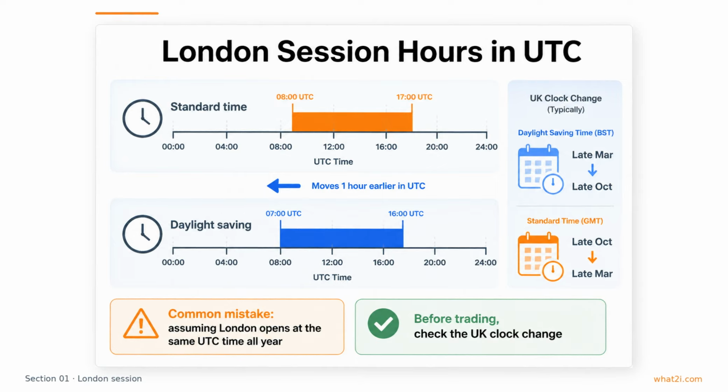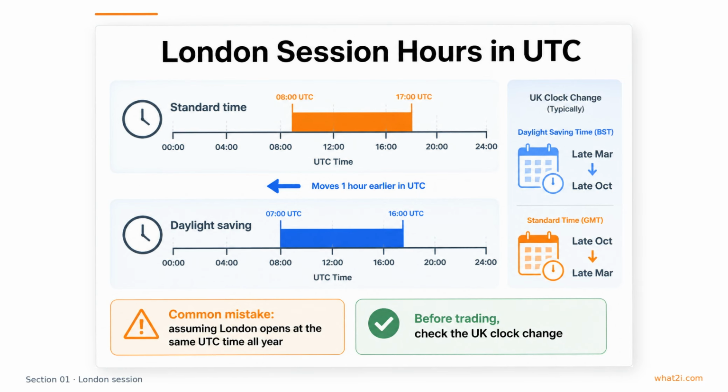That 1 hour change matters because your chart routine, your overlap windows, and your news planning can all become misaligned if you forget it. The shift usually happens from late March to late October, but you should always confirm the exact dates. Many trading mistakes that seem like strategy problems are really timing problems caused by a clock change. So before planning entries around the London Open, make sure you know what London time means in UTC and in your own local time.